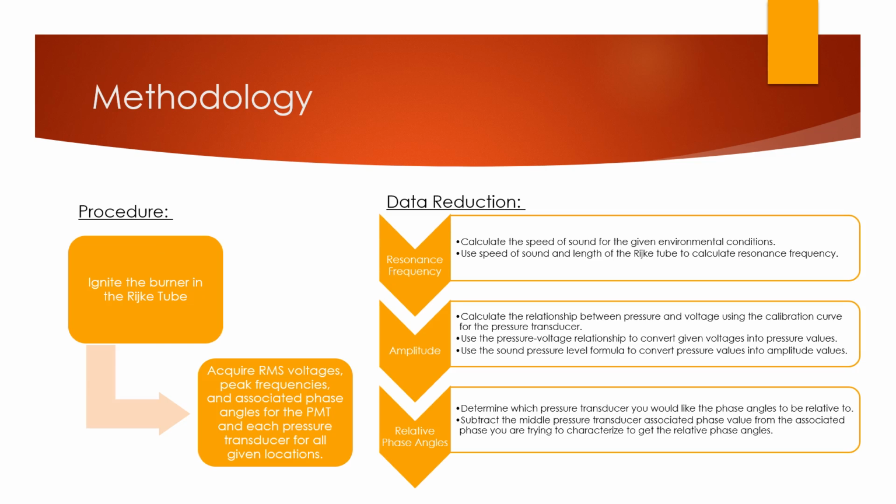The methodology of this lab can be broken into 2 parts: procedure methods and data reduction methods. The procedure methods are relatively simple and can be broken into 2 parts: ignite the burner in the Rijke tube and acquire the RMS voltages, peak frequencies, and associated phase angles for each of the flame locations and each of the sensors. In order to characterize the overall behavior of the system, 3 main values were reduced from the data: resonance frequency, amplitude, and relative phase angles. I've listed here the steps for calculating these, but we'll go into more depth in the following slides.